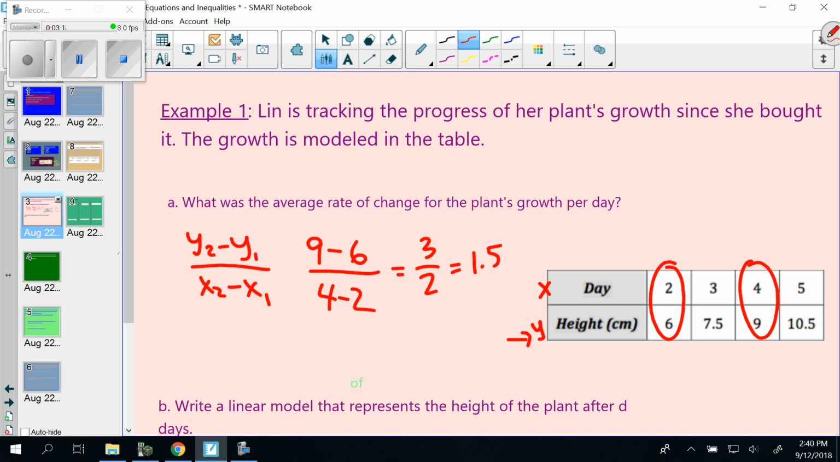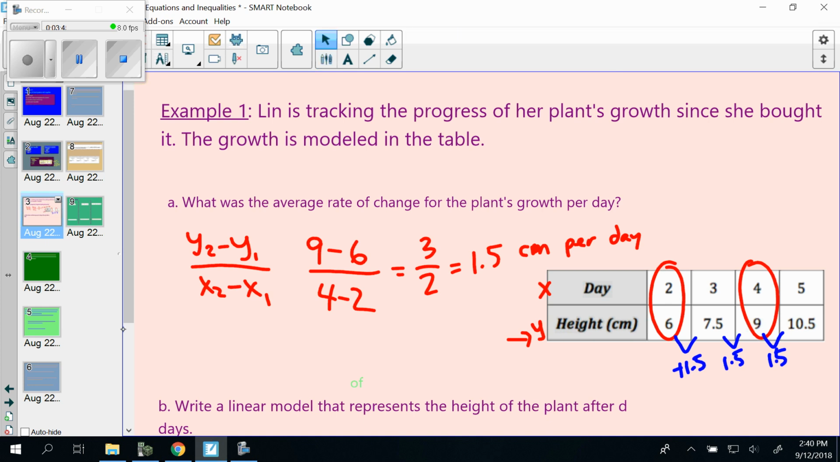And so what that's telling us is on average, the plant is growing 1.5 centimeters per 1 day. So the average growth is 1.5 per day. And if you look at the table here, we can see that it's going up on average 1.5, every time it's increasing by that.